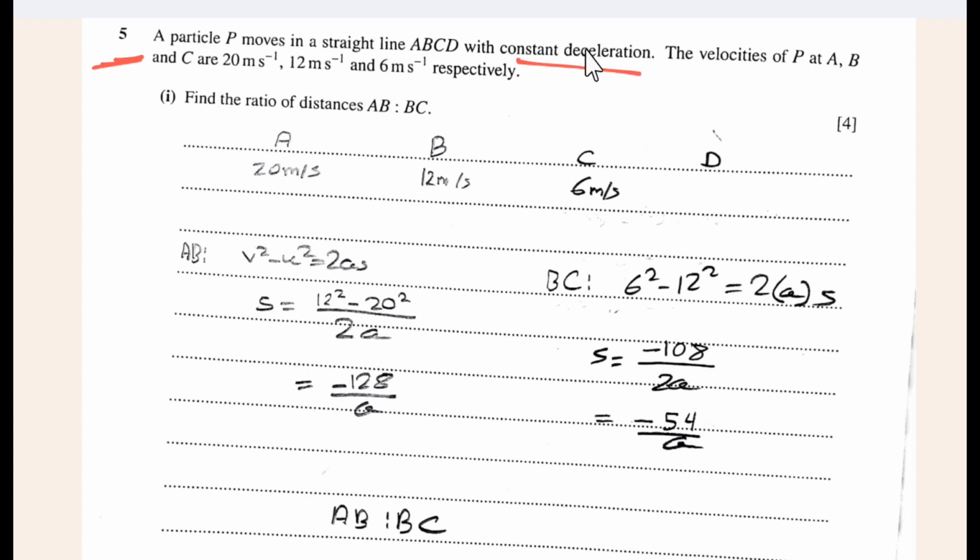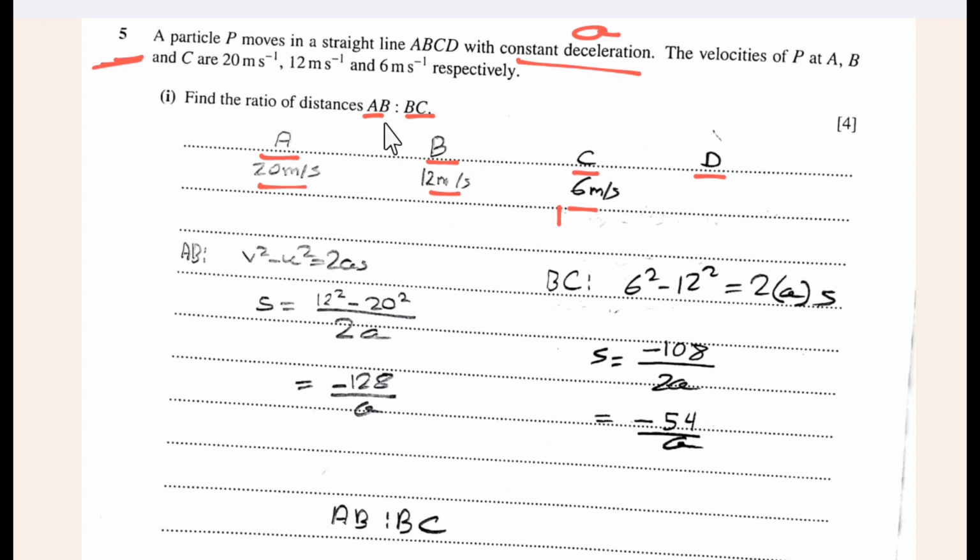A particle P moves in a straight line ABCD with constant deceleration. So the deceleration value is constant, and we take the constant deceleration as a. The velocities of P at A, B and C are given. So at points A, B, C and D, this is the total distance, and for A, B and C we have been given the velocities. Find the ratio of distance AB to BC.